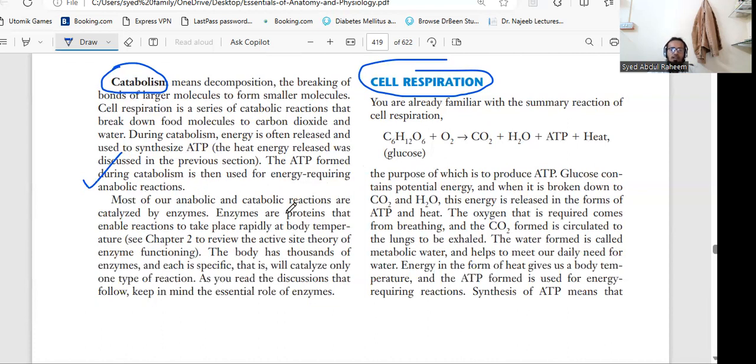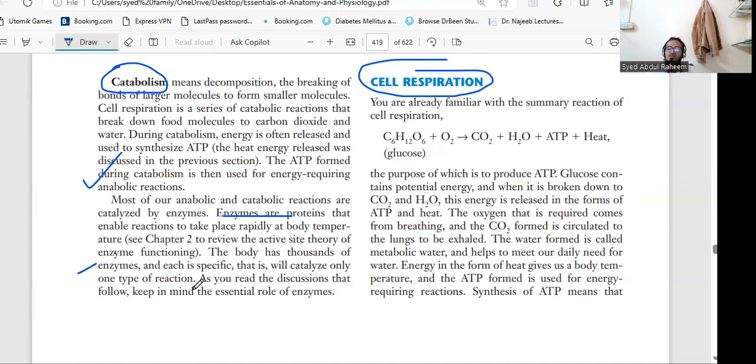Most of our anabolic and catabolic reactions are catalyzed by enzymes. Enzymes are proteins that enable reactions to take place rapidly at body temperature. The body has thousands of enzymes and each is specific, that is, will catalyze only one type of reaction. Okay, so basically, who helps with metabolism, be it anabolism or catabolism? They are enzymes. Enzymes are made up of protein. So those protein enzymes are helping to do this process.